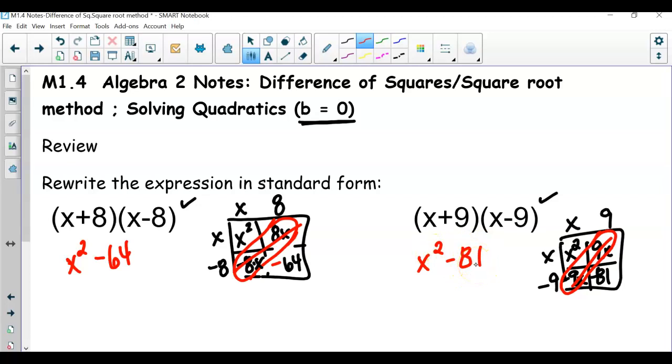So now notice in these expressions, what is b equal to? Well, b is equal to 0. Because remember our standard form was ax squared plus bx plus c. B was always here with just our x. Well, what do you notice? We don't have an x. It's 0. So notice how we just have our x squared term and our c constant. And notice how both of them are negative. So here we have our difference of squares.